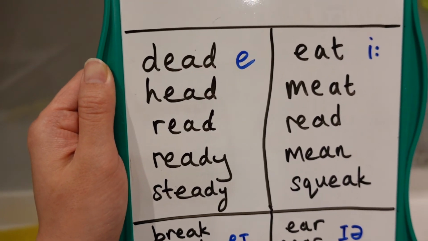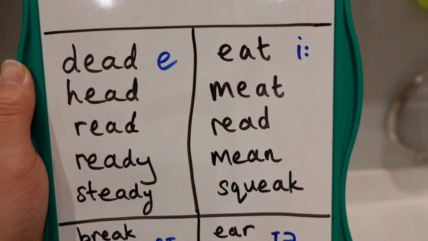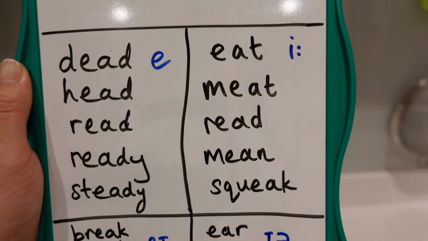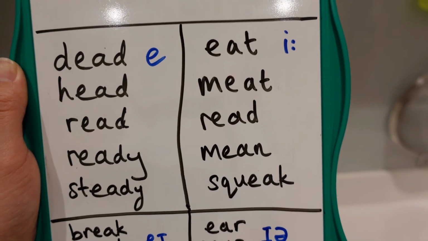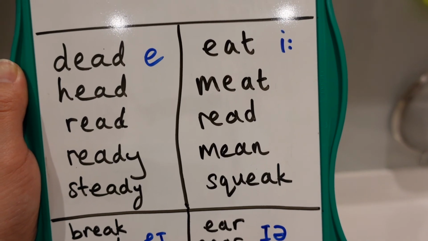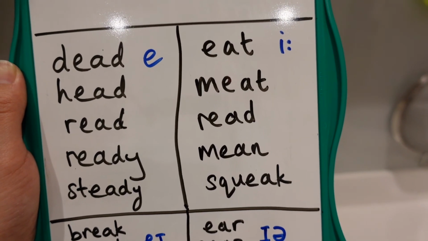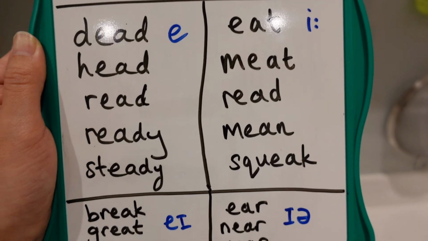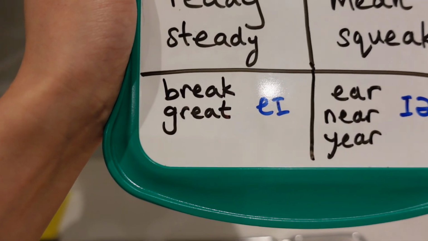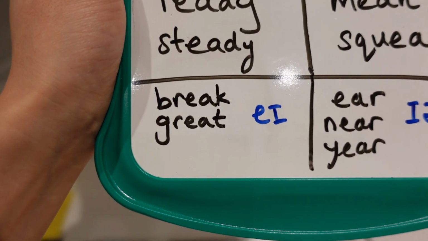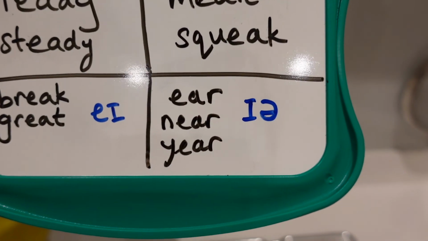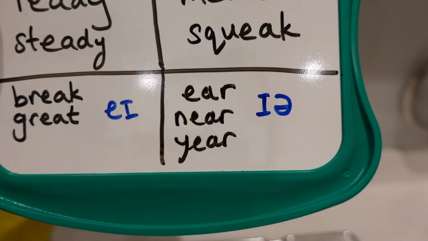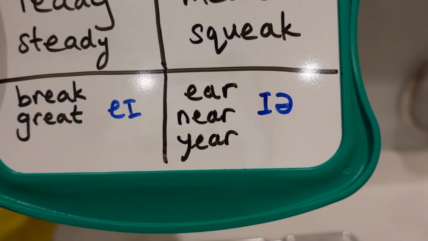But of course the normal or the more common pronunciation of EA is the E sound in eat, meet, read, mean, and squeak. We have an even less common A sound in break and great. And if we add the letter R, we get ear, near, and year.